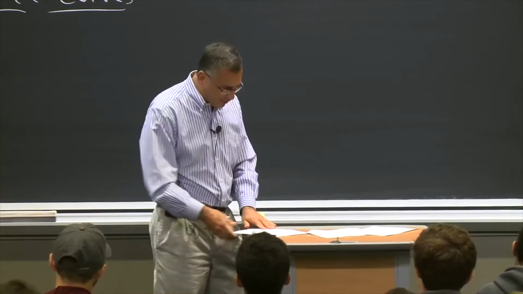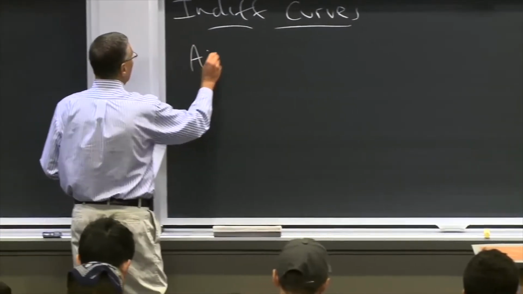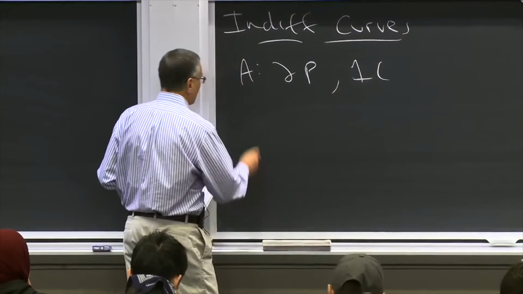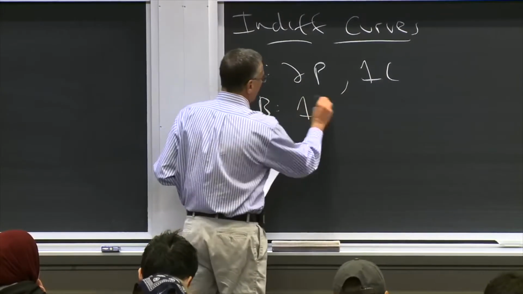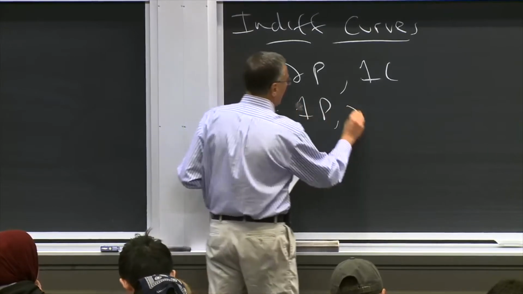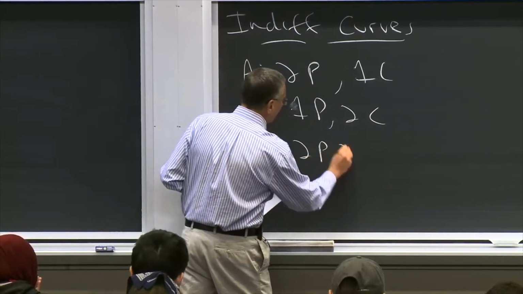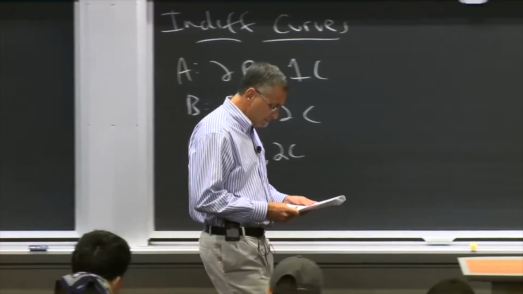Okay? Now consider three choices. Choice A is 2 pizzas and 1 cookie. Choice B is 1 pizza and 2 cookies. And choice C is 2 pizzas, 2 cookies. Okay, those are the three packages I want to compare.